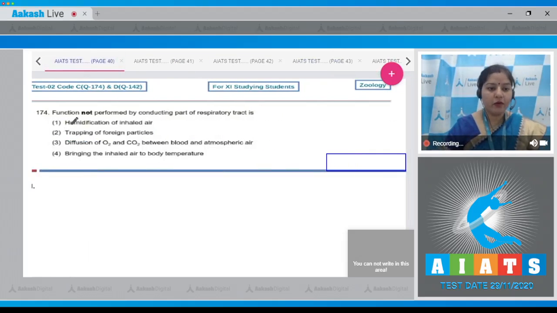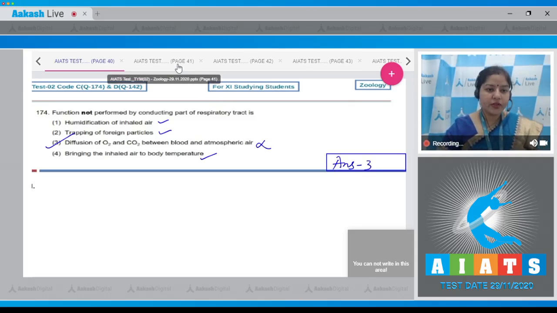Question number 174. Functions not performed by conducting part of respiratory tract is humidification of inhaled air. This function is performed by conducting part. Trapping of foreign particles. This function is also performed by the conducting part. Diffusion of O2 and CO2 between blood and atmospheric air. This function is performed by the respiratory or the gaseous exchange part. Bringing the inhaled air to body temperature. This function is also performed by the conducting part. So, correct answer to our question is option number 3. Let's move on to the next question.